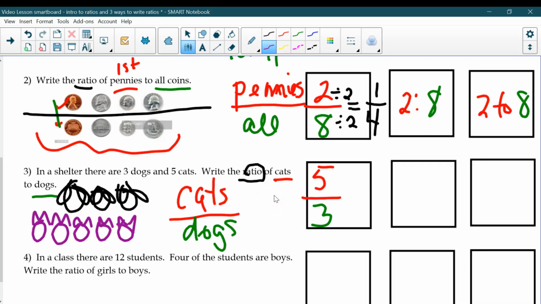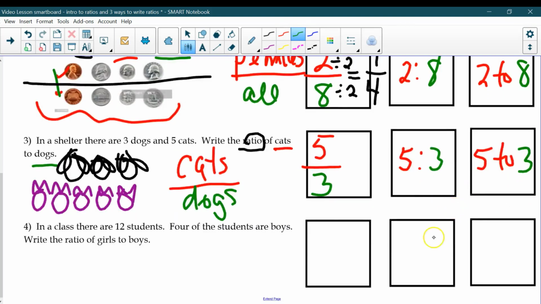All right, so then let's go back and fill it in our other ways using the colon, 5 to 3, and then with the word 5 and the word 2, and then the number 3. And lastly, here's our last example. In a class, there are 12 students. 4 of the students are boys. Write the ratio of girls to boys.